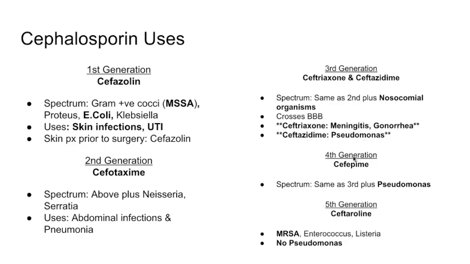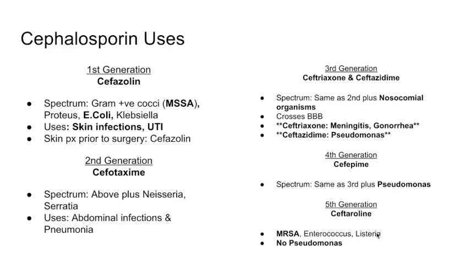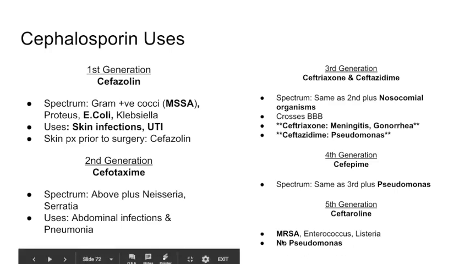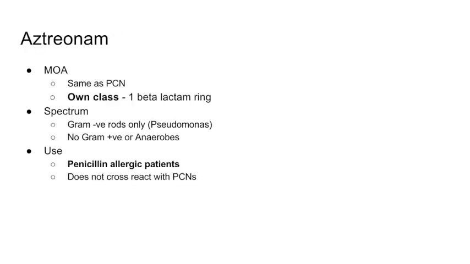Fourth generation is cefepime. So you have the increased spectrum of the third generation, plus you cover Pseudomonas as well. And fifth generation is ceftaroline. So that's the broadest spectrum: MRSA, Enterococcus, Listeria, plus all of the gram positive. Unfortunately, it doesn't cover Pseudomonas. I think again, for this, if you have a general idea of the generations, you'll be good. You may not need to know the spectrum until a little bit later in the year.